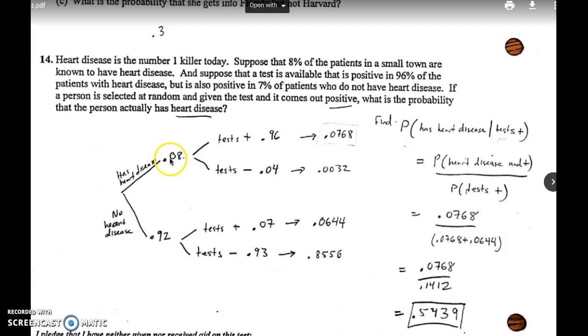You just multiply the digits. 0.08 times 0.96 gives you 0.0768. 0.08 times 0.04 gives you this. 0.92 times 0.07 gives you this. 0.92 times 0.93 gives you this. So we have these four numbers.